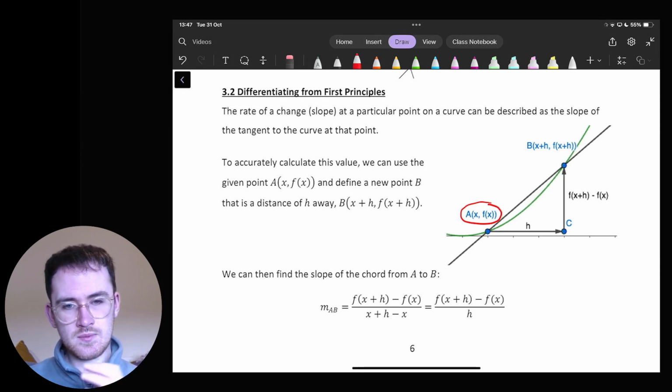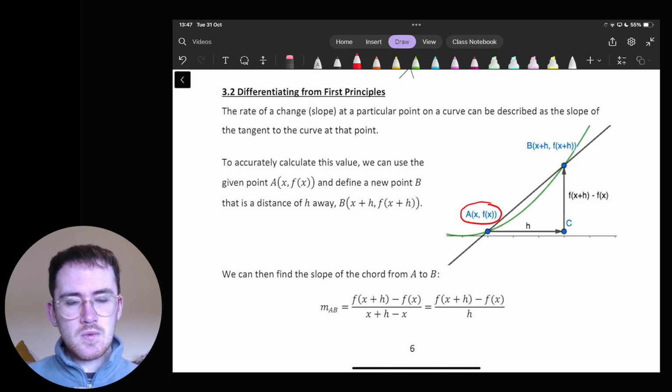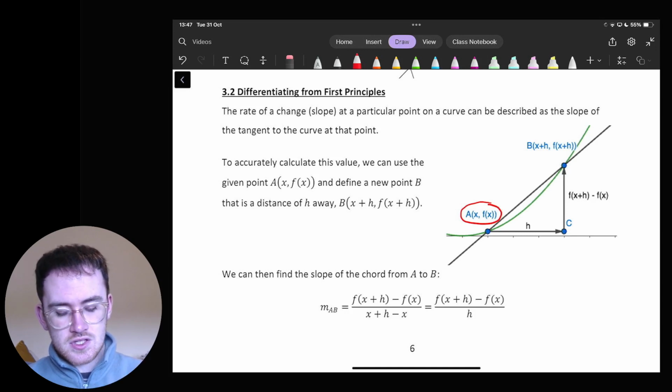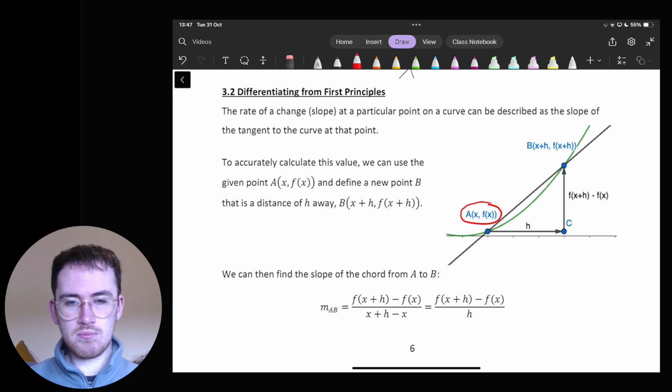So when my input is x, I get out f of x. That's just your general understanding of a function. And what we're going to do is name another point as well. This point is going to be h away from the original point. Okay, h is some number, so it could be 2, it could be 7, it could be whatever you want.